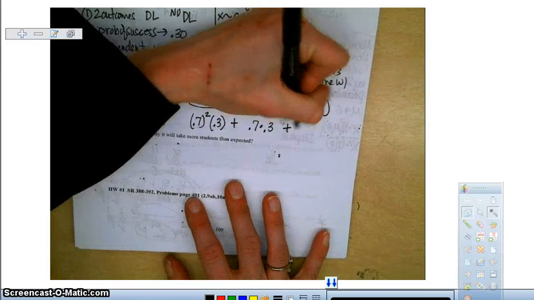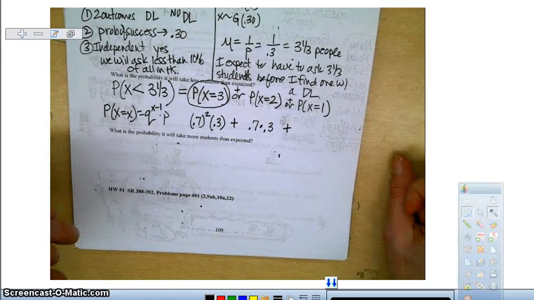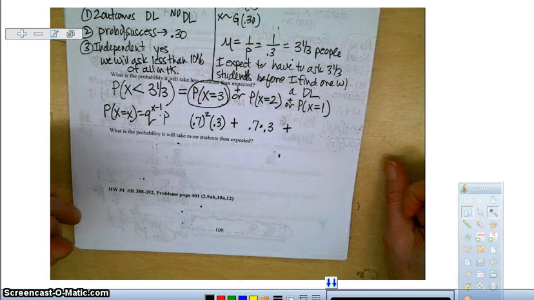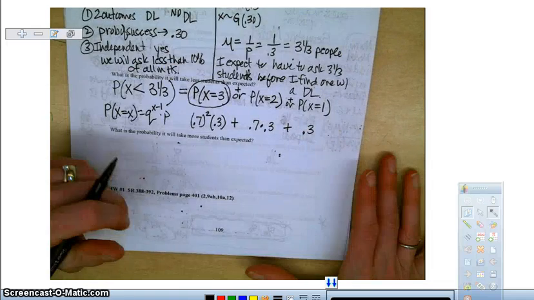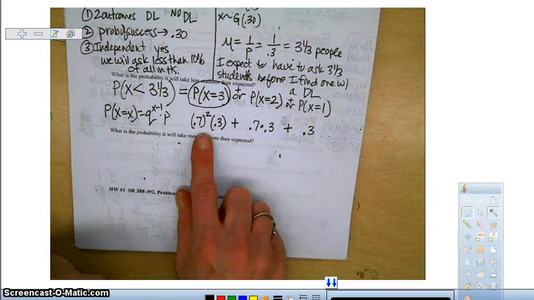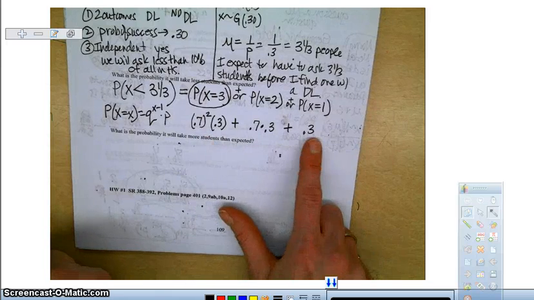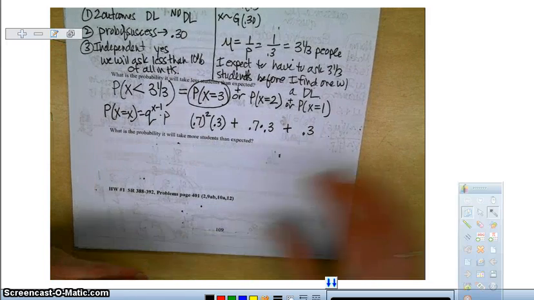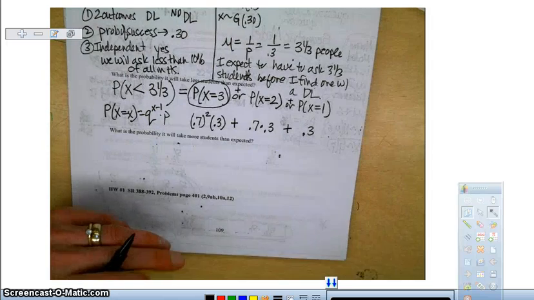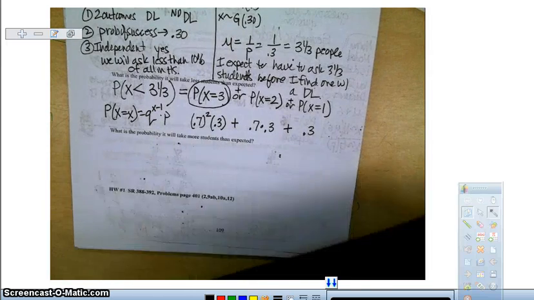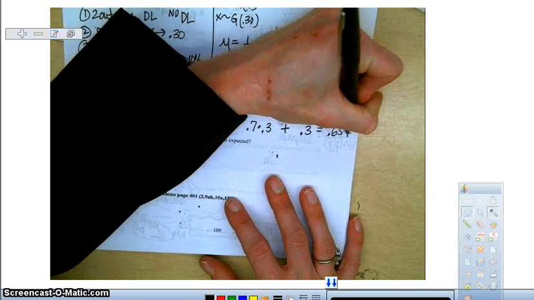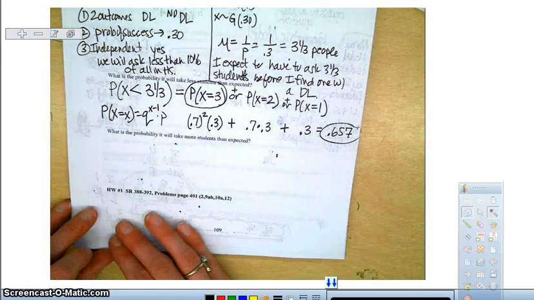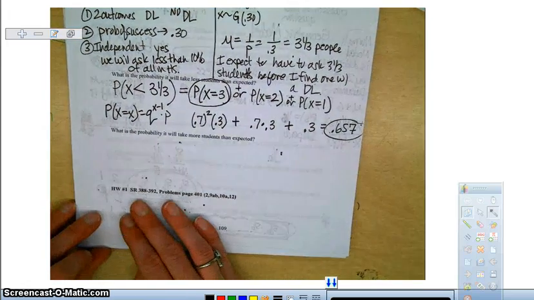Plus, okay, what's the probability that the first person I ask says they have a driver's license? I ask them, they say yes. What was that probability? 0.3. It's that simple. First person said yes, 0.3. So now I multiply these, add all of these together. Does anyone have it? 0.657. Okay, so the probability that you have to ask fewer people than expected is 0.657.